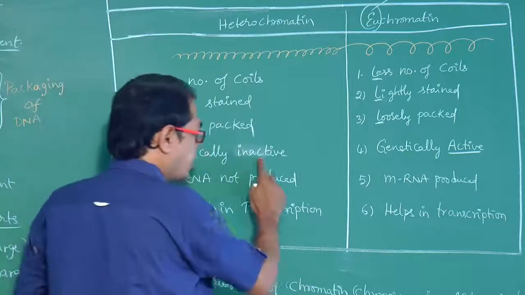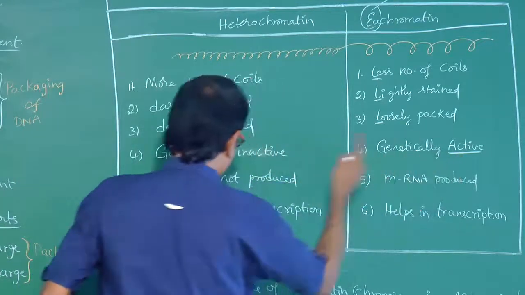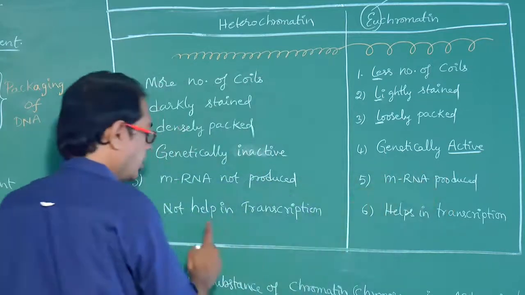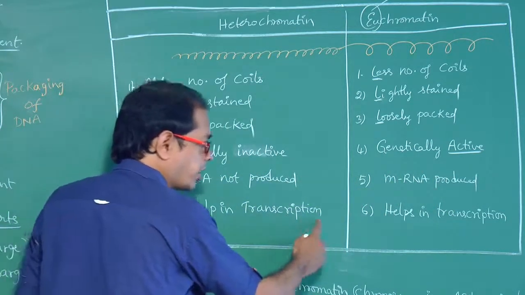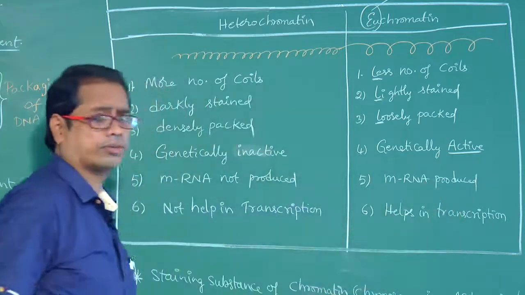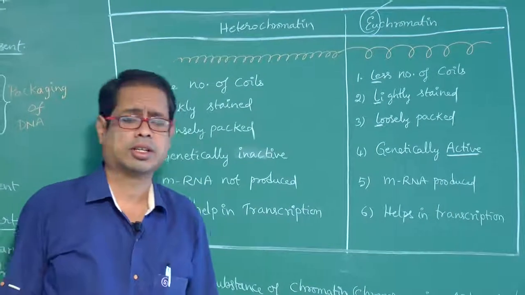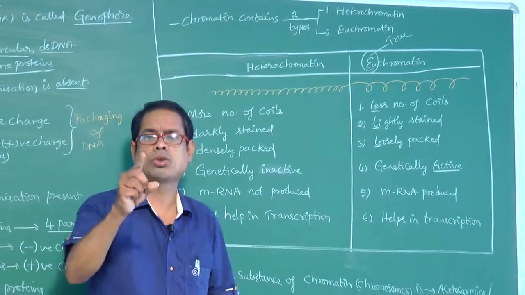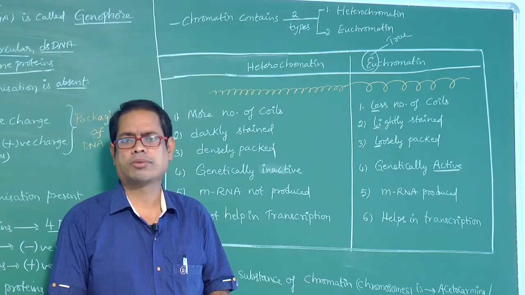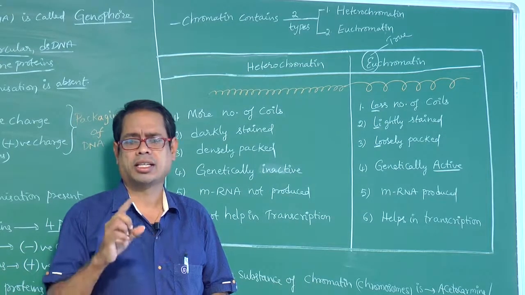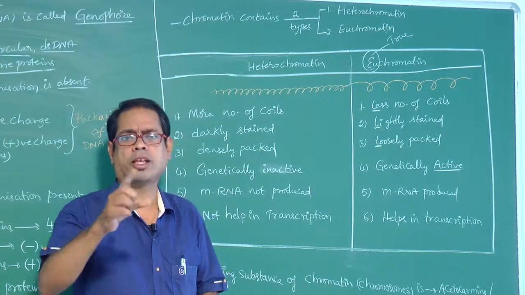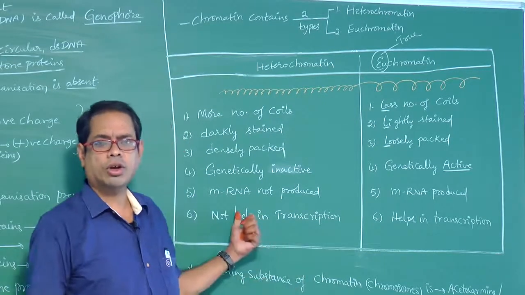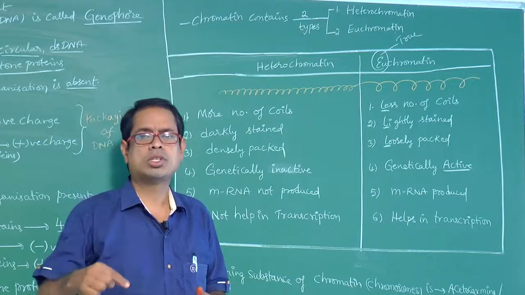So, genetically inactive, genetically active. mRNA not produced, mRNA produced. Does not help in transcription, helps in transcription. These points we have to discuss. Say, which chromatin helps in transcription? Euchromatin. Which type of chromatin does not help in the formation of mRNA? Heterochromatin.